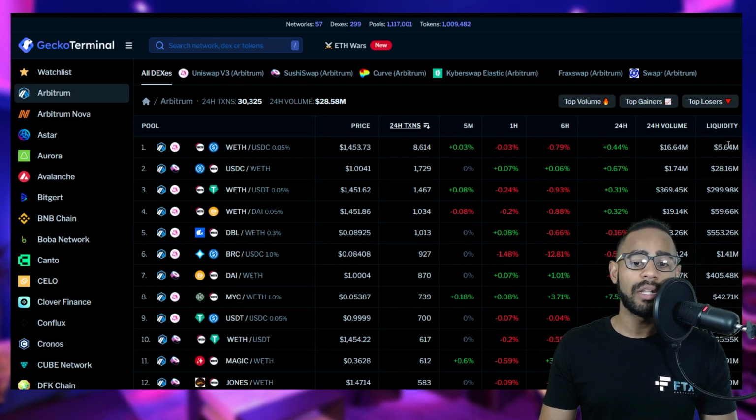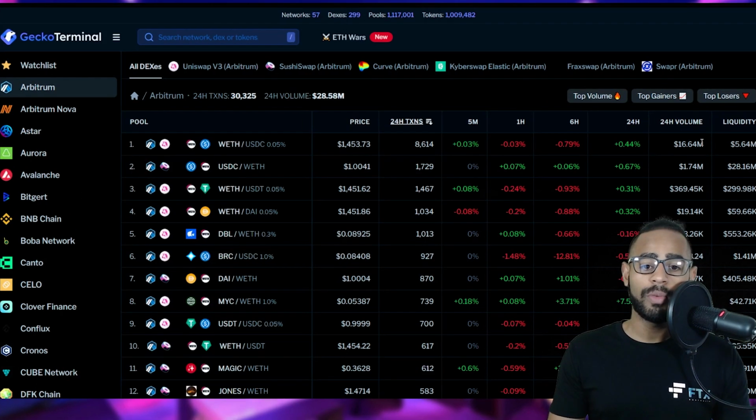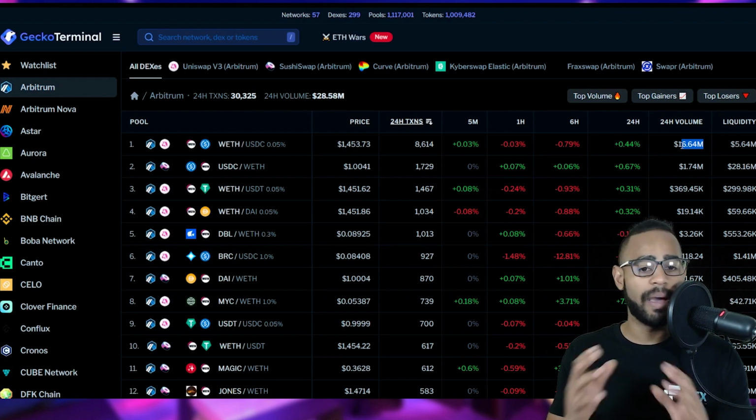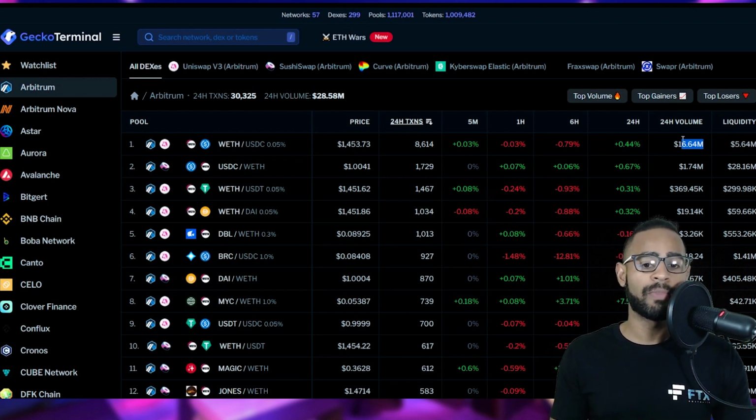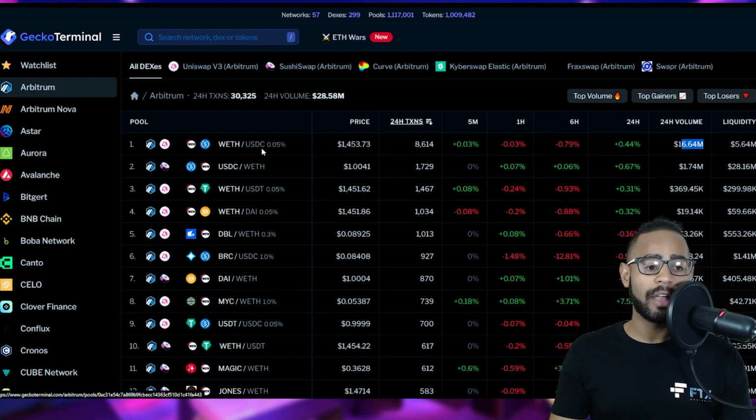Okay, so liquidity is very, very important. Volume as well is very important, but liquidity is better at the moment. Like, it's a better metric to measure a lot of things. So we can look at the volume. In this pool of wrapped ETH and USDC, there's $16.4 million in 24-hour volume.